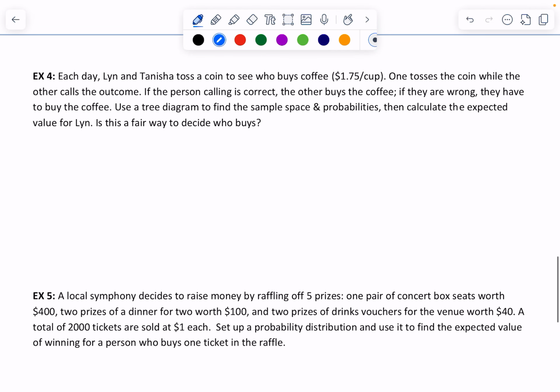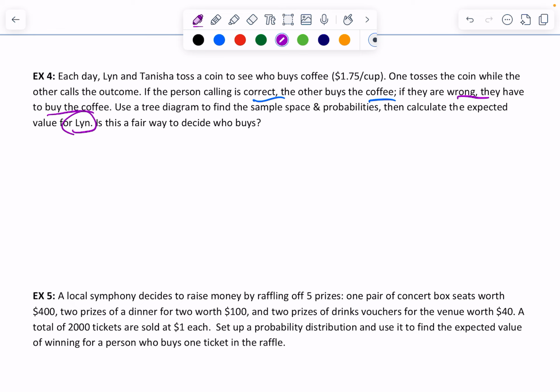Each day, Lynn and Tanisha toss a coin to see who buys coffee, $1.75 per cup. One tosses the coin while the other calls the outcome. If the person calling is correct, the other buys the coffee. If they are wrong, they have to buy the coffee. Use a T diagram to find the sample space and probabilities, then calculate the expected value for Lynn. Is this a fair way to decide who buys?